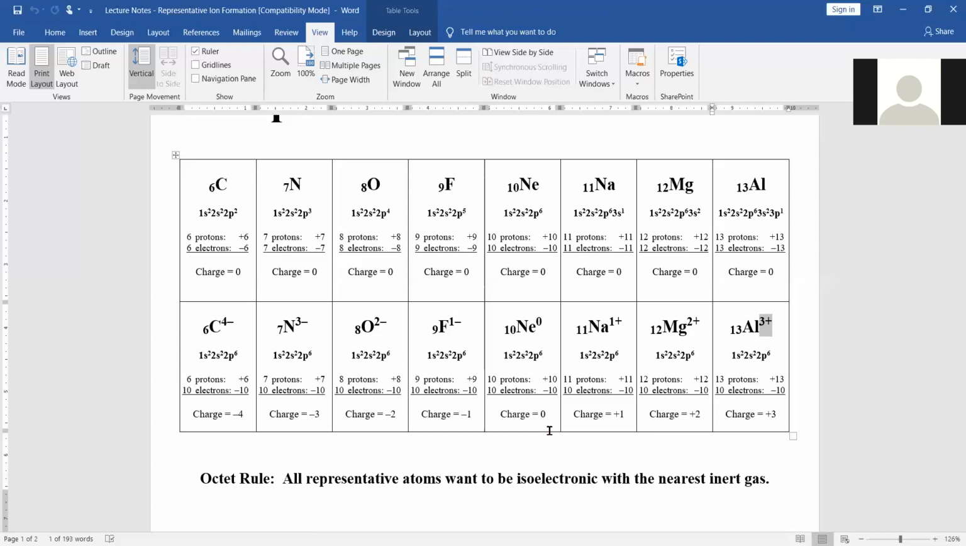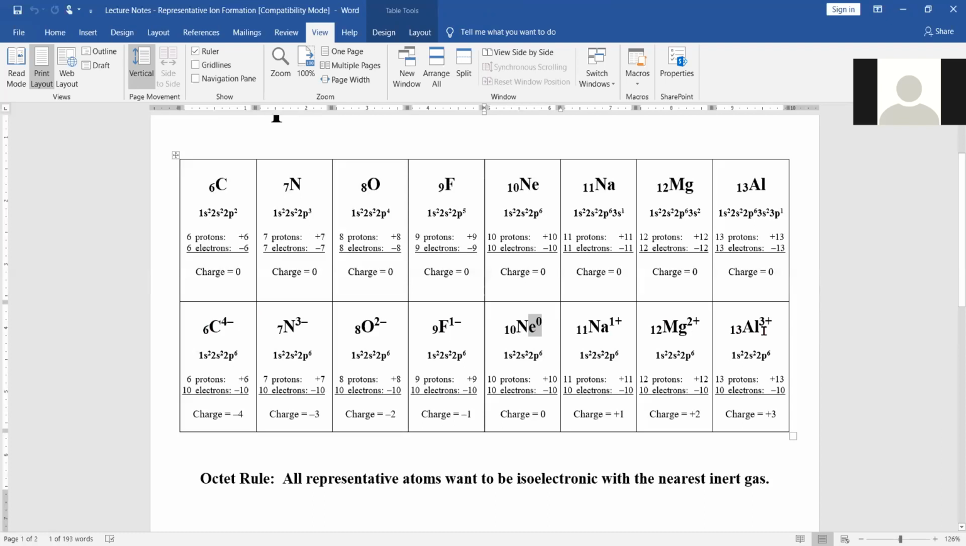On the other side of the inert gas, we have the nonmetals. The first nonmetal, 1 away from the inert gas, has a charge of -1. 2 elements away from the inert gas has a charge of -2, then -3, and -4. So these are just like numbers on a number line. The inert gas is 0, the nonmetals are -1, -2, -3, -4, and the metals are +1, +2, +3.